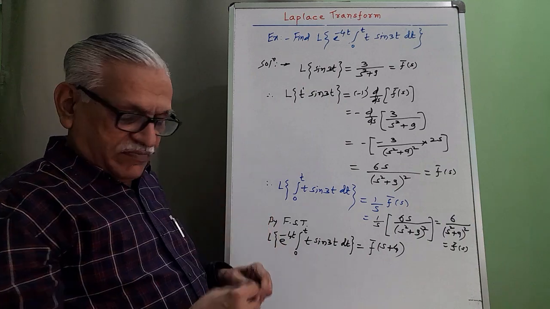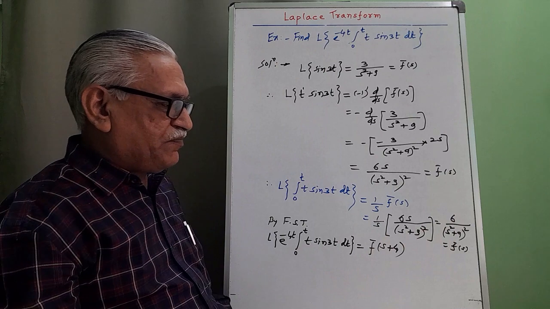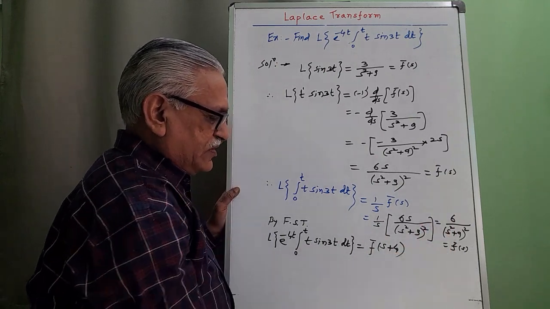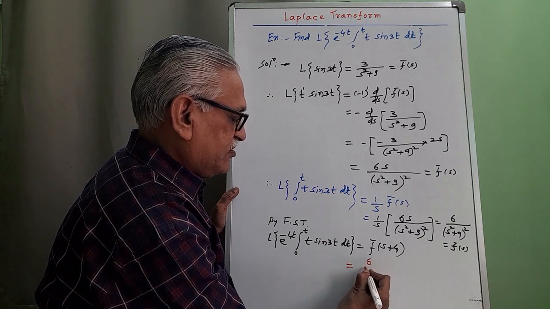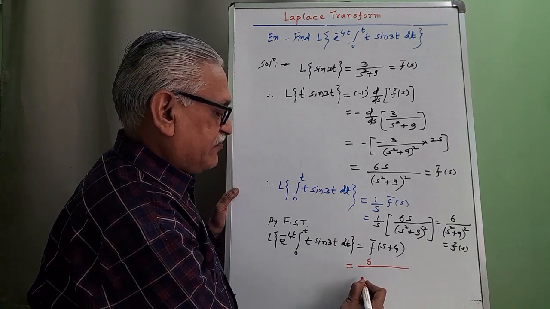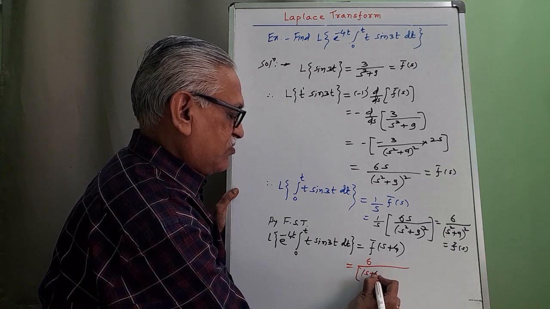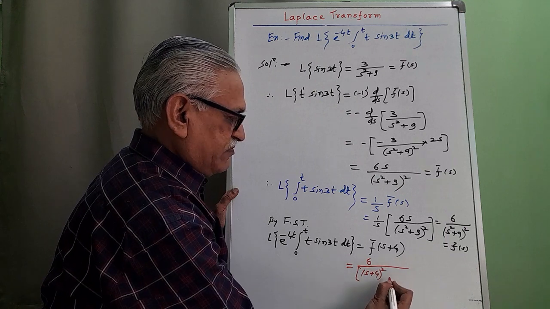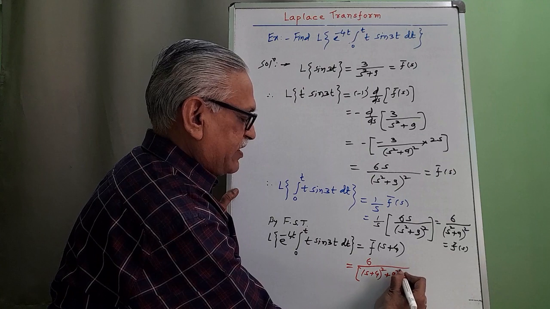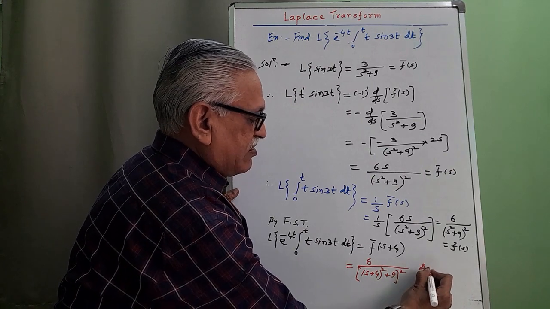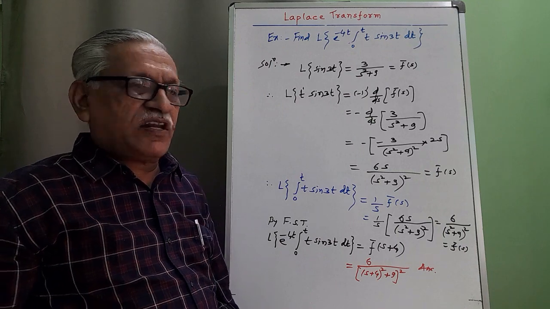And then replacing s by s plus 4 in the previous step, we get that value as 6 divided by (s plus 4) whole square plus 9, bracket square, as the answer, the required Laplace transform.